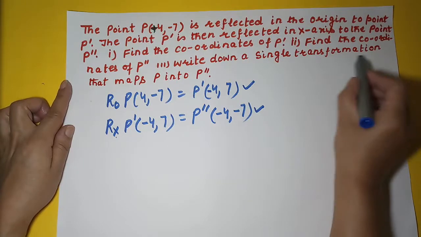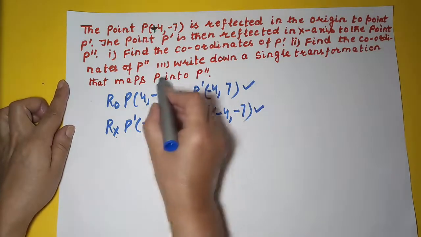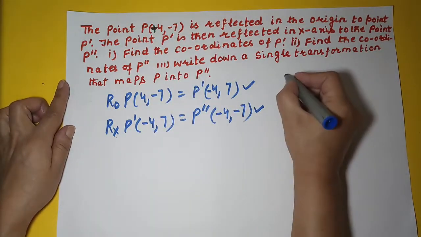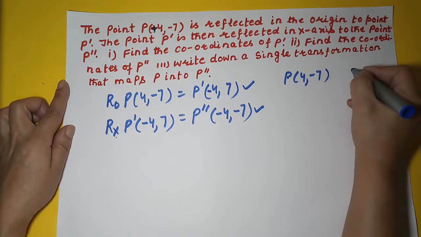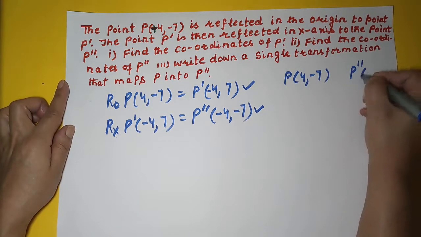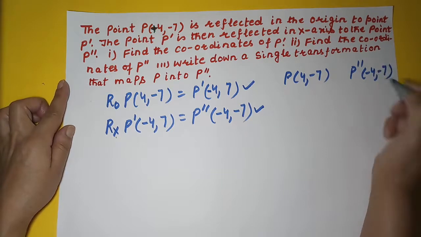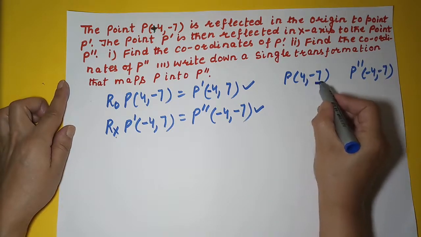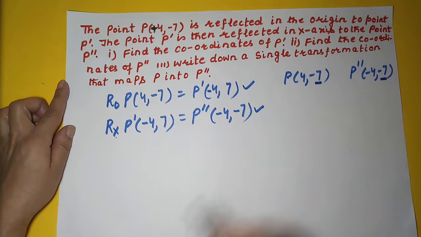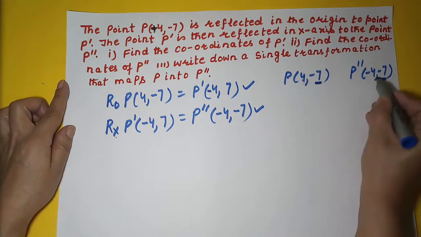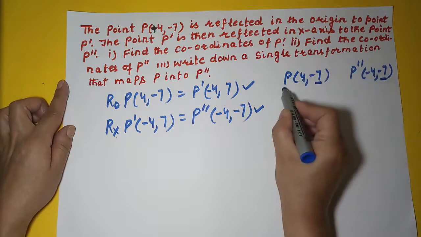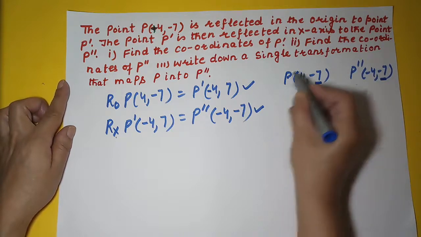Now write down the single transformation that maps P to P double dash. Now what was my P? It was (4, -7). What is my P double dash? (-4, -7). Which coordinate has remained the same? Which has changed? The x coordinate has changed. When does the x coordinate change? When you reflect the point through the y-axis.